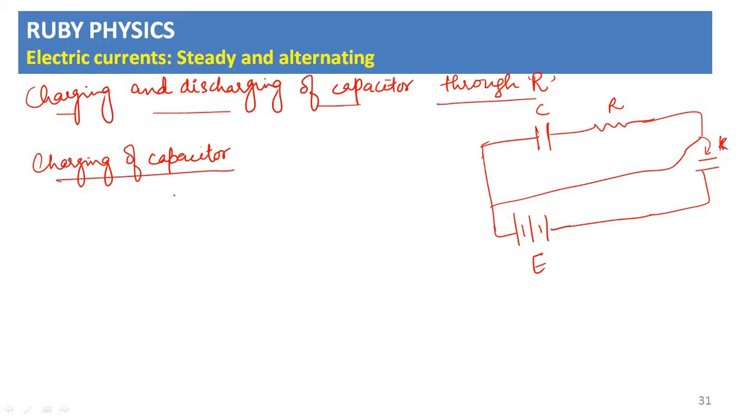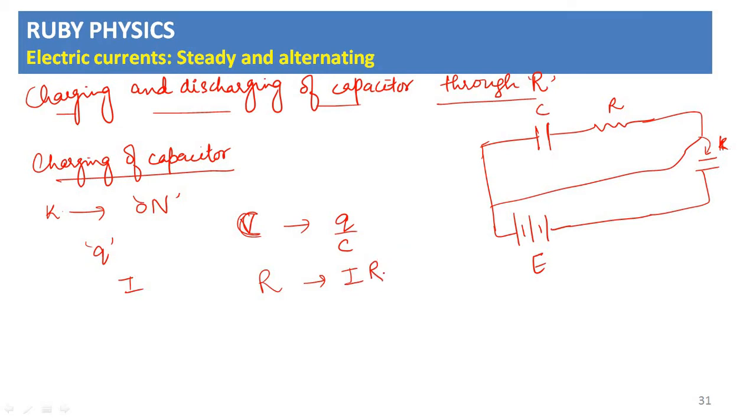So charging of capacitor will occur as soon as the key K is switched on. The capacitor gets charged gradually. At any instant t, let's suppose there is a charge Q on the capacitor and a current I flowing in this circuit. So the potential difference across C will be V equal to Q over C, and the potential difference across R will be equal to IR.